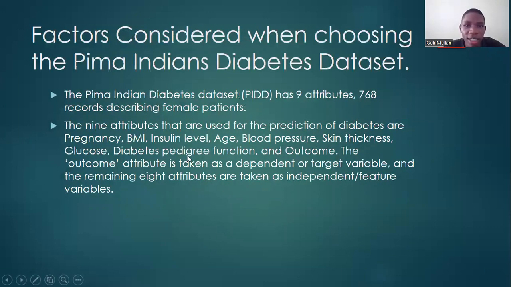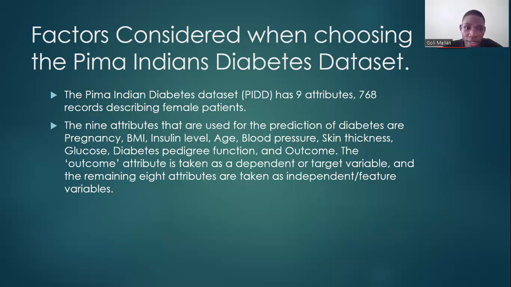Factors considered while choosing this data set. First of all, it has a number of attributes which I will require to train and test my model. These include the pregnancies, the body mass index, the insulin levels, the age, the blood pressure, the skin thickness, and glucose. It also consists of the outcome.